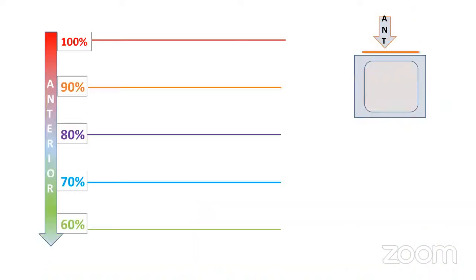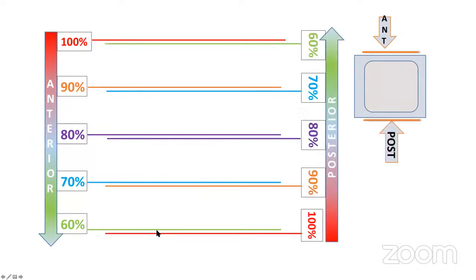Now comes when you have one more field. In this, the target volume is in a square-shaped body that is assumed. So one is the single anterior field, 100, 90, 80, 70, 60%. And then you have added a posterior field, because by the time it reaches there, the dose has fallen. So the posterior field is again 100, 90, 80, 70, 60.